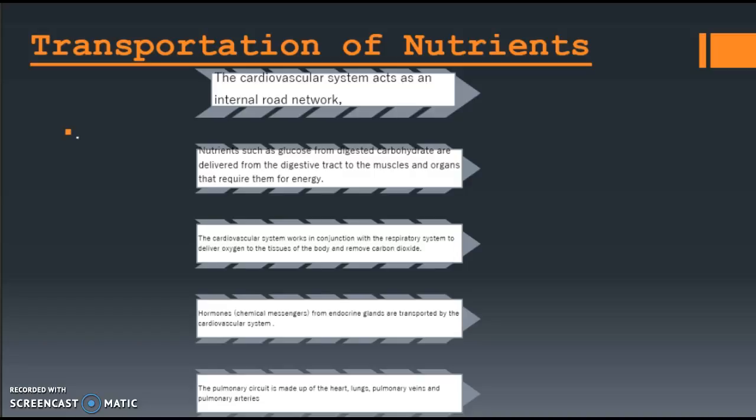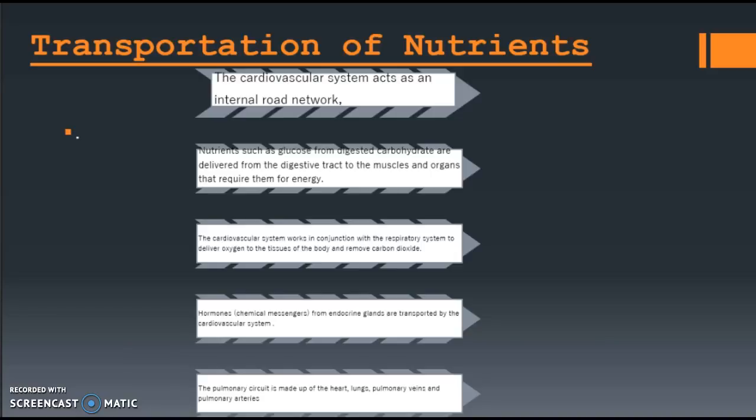And the nutrients such as glucose from the digested carbohydrate are delivered from the digestive tract to the muscles and the organs that require them for energy. The cardiovascular system works in conjunction with the respiratory system to deliver the oxygen to the tissues of the body and to remove the carbon dioxide. And hormones, which are chemical messengers from the endocrine glands, are transported by the cardiovascular system as well.